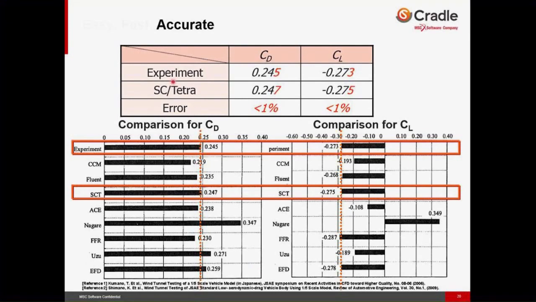So in the top table, the experimental results show that the coefficient of drag was 0.245 and the coefficient of lift was negative 0.273. SCTetra predicted as shown here, and the difference or error was less than 1%.